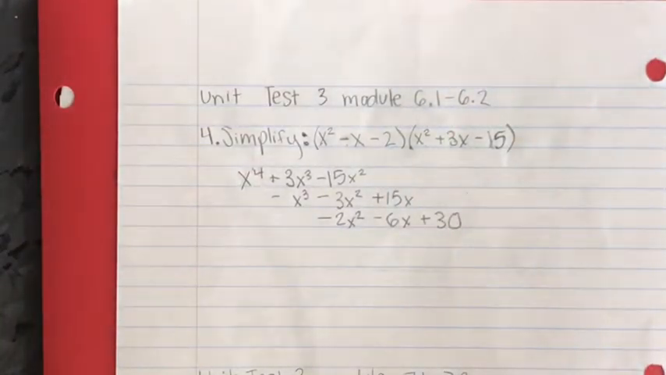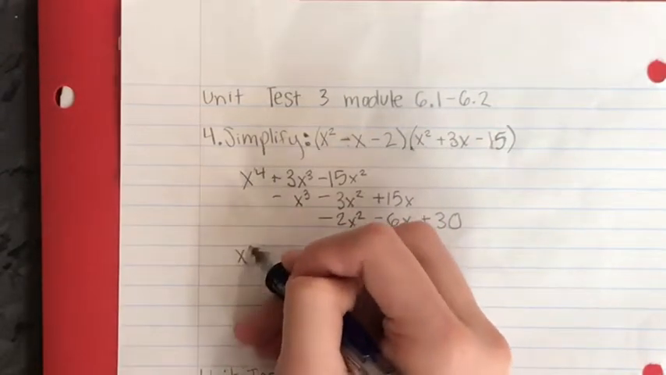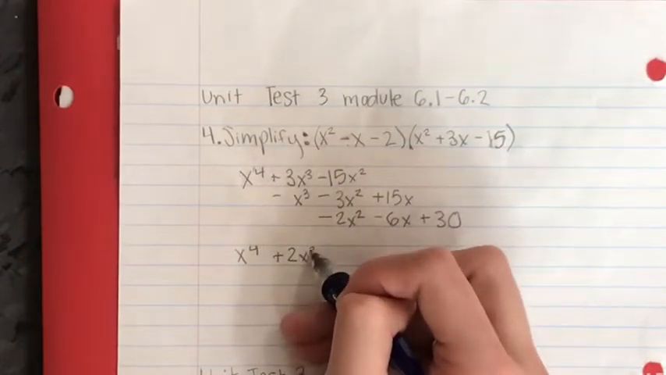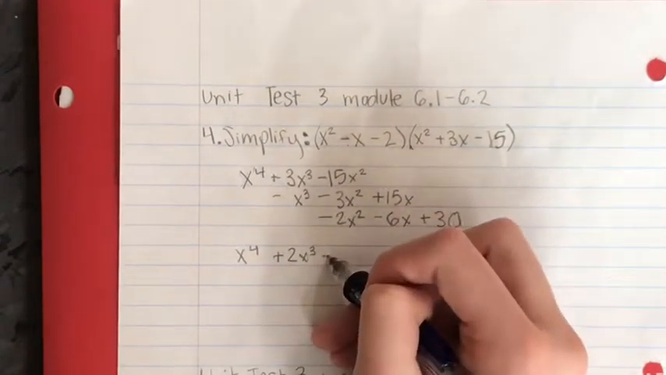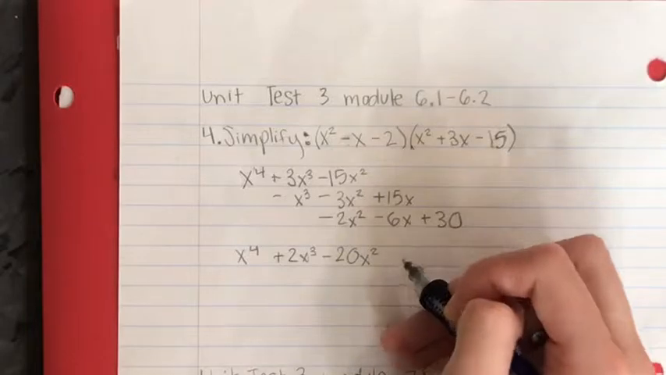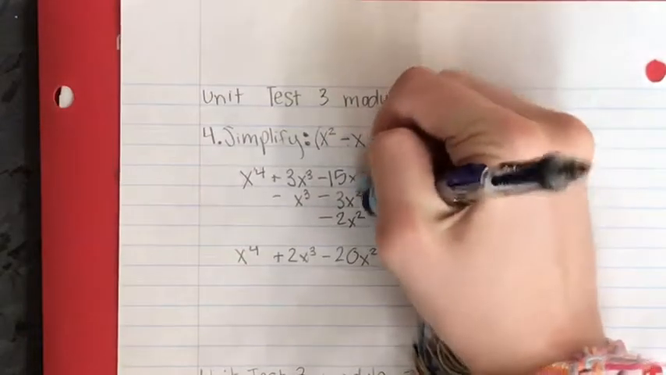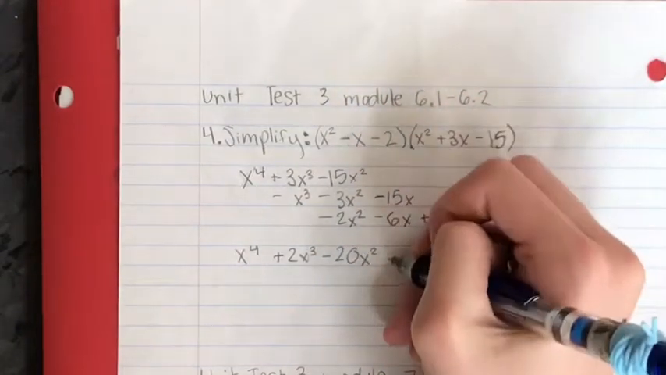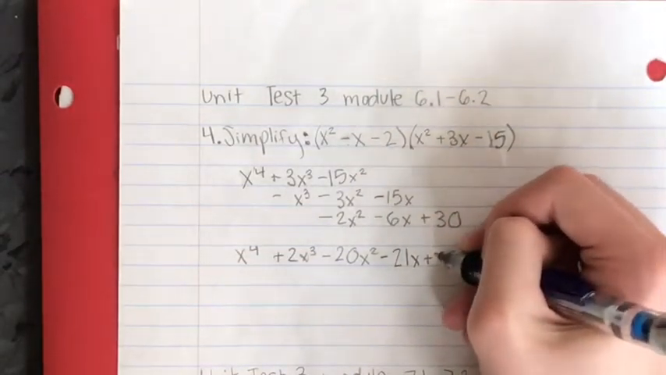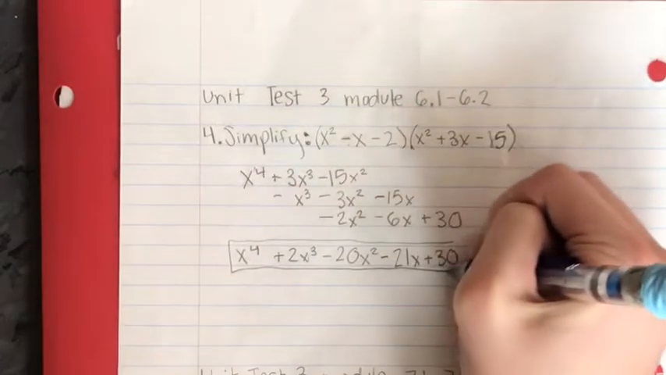Now that you have each variable multiplied, you can start adding and subtracting in order to simplify it. As you can see here, a common mistake is switching up your signs whenever you're multiplying variables. Please try not to do that. And there you have your answer. That was multiplying polynomials.